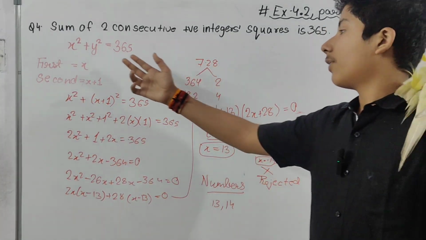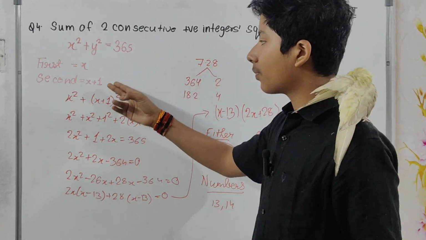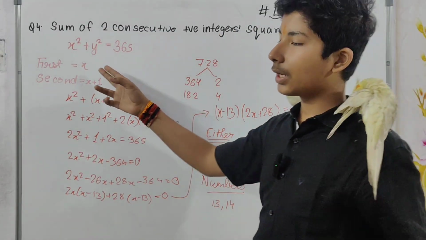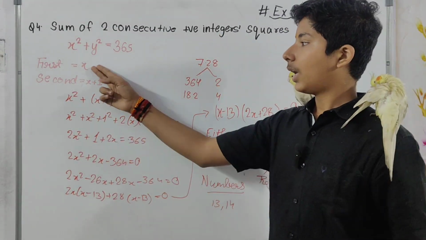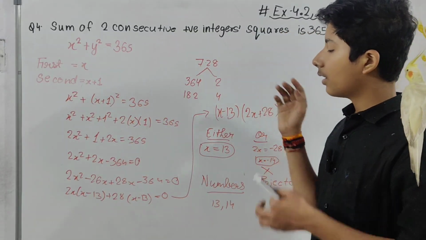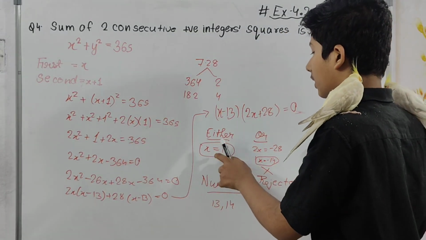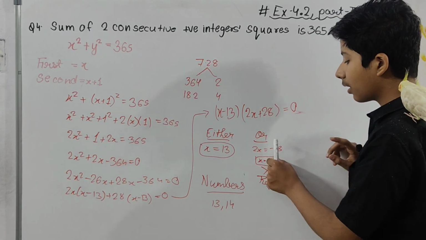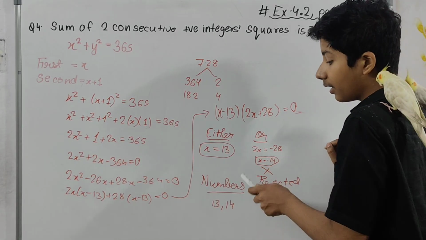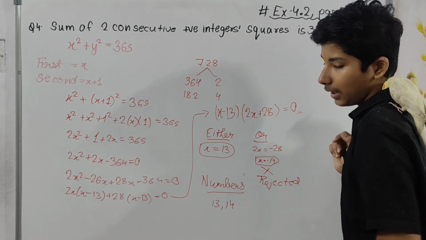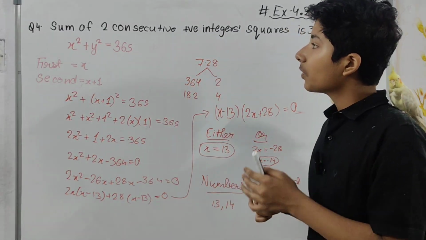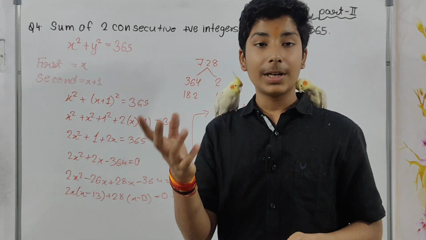How? Firstly, we find the numbers as x and x plus 1. It was given they are consecutive, so consecutive means the next number, x and x plus 1. We just solved them, and the answers were 13 and minus 14. But it was given positive integers, so minus 14 was rejected, and the numbers came out to be 13 and 14. I hope this is clear. Now we'll just come to our next question.